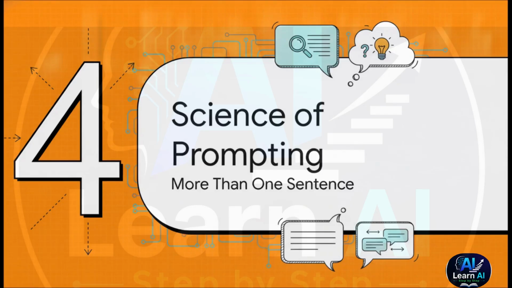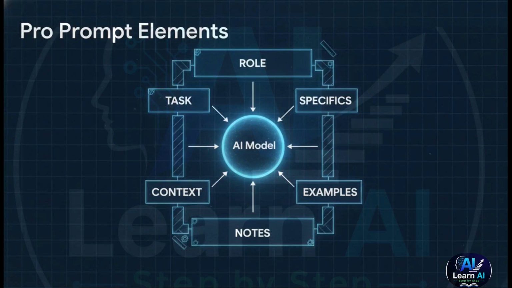All right, so with the right data retrieved, we need to master how we actually talk to the AI. That brings us to Section 4, the science of prompting. There's this huge misconception out there that prompt engineering is just typing out one magical sentence to make the AI do exactly what you want.